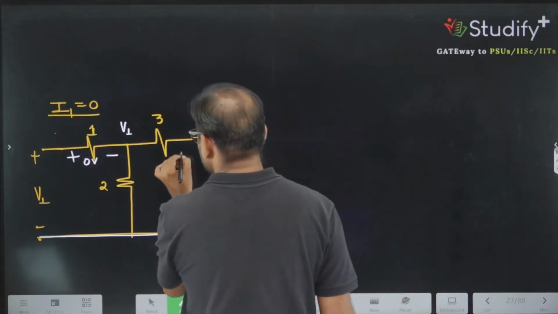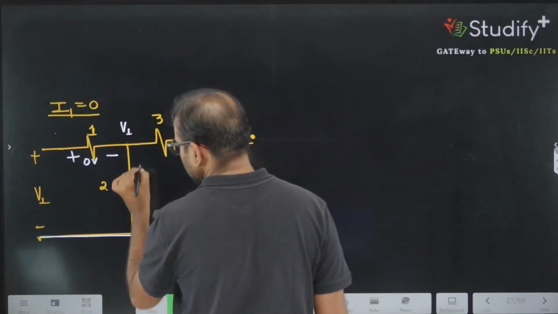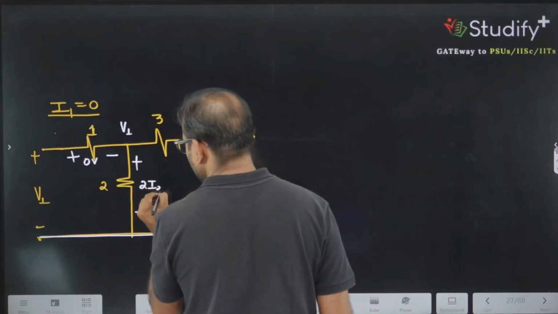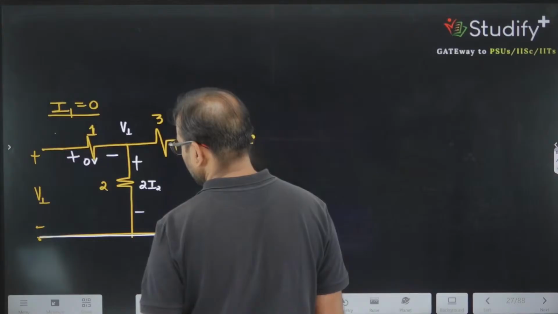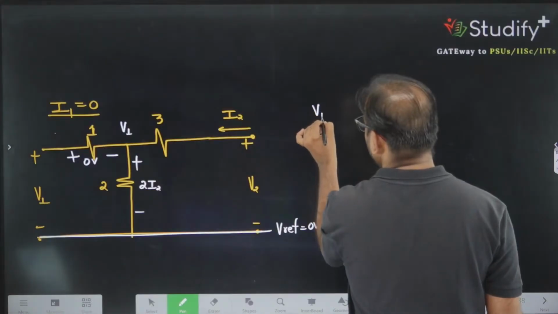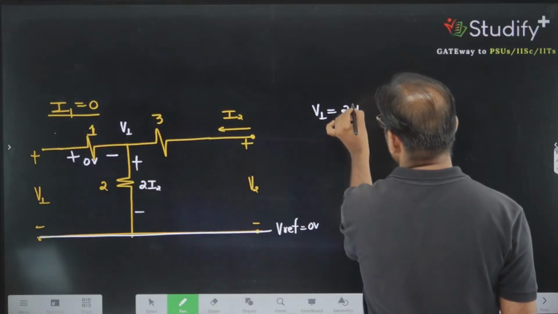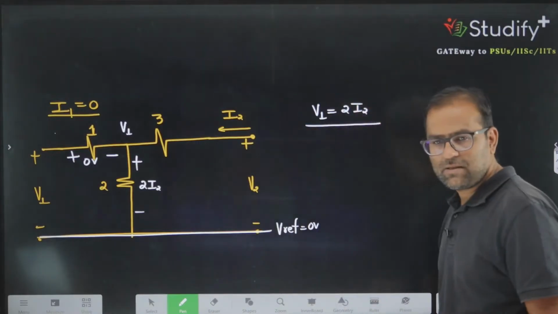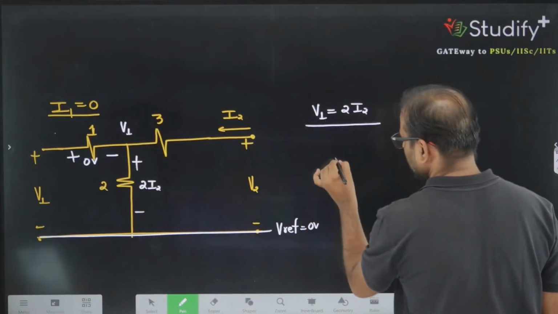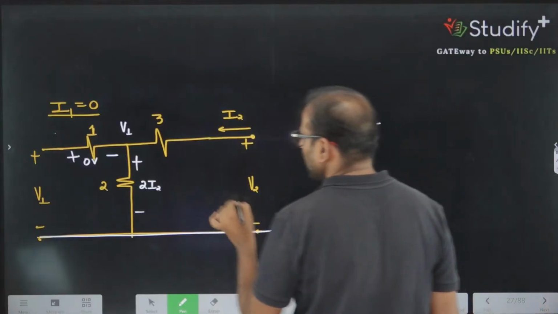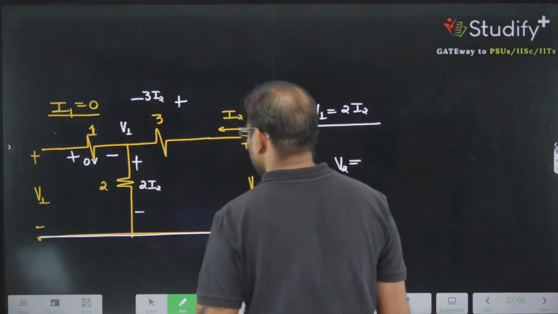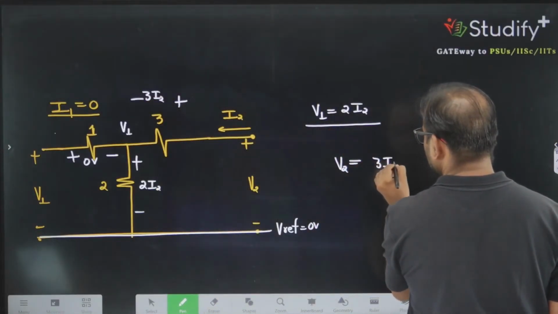And can I say this is I2 and this is also I2. What current you can expect here? I2. So what is the potential drop? 2I2. Here the potential drop is 2I2. So one relation I can write: V1 is equivalent to 2I2. Correct? Now if I apply KVL here, V2 is equivalent to, what is the potential drop here? The potential drop here is 3I2. So V2 is equivalent to 3I2 plus 2I2.